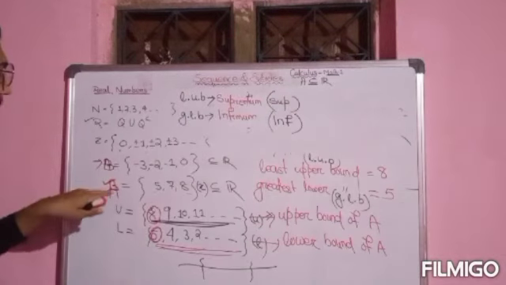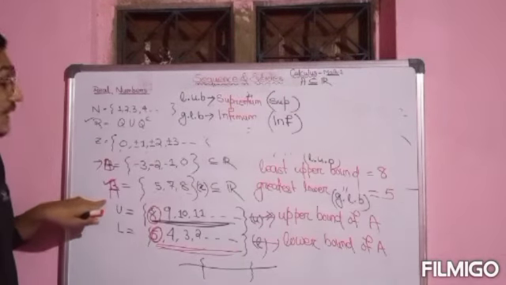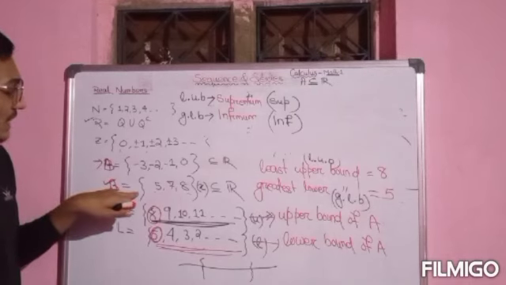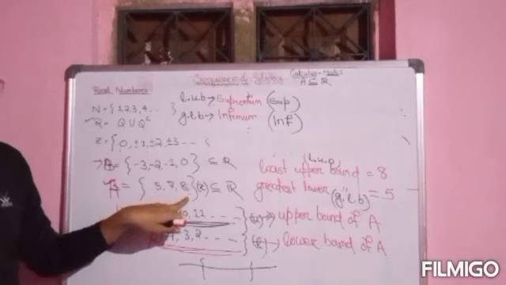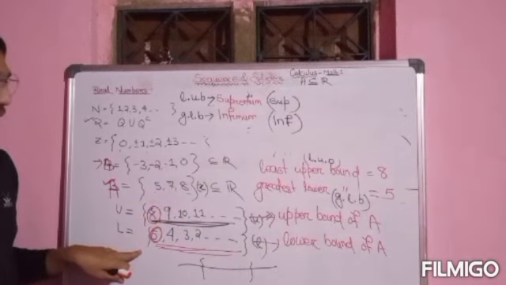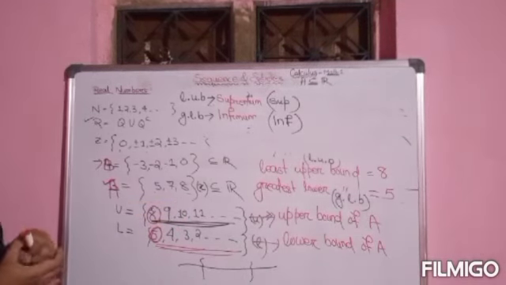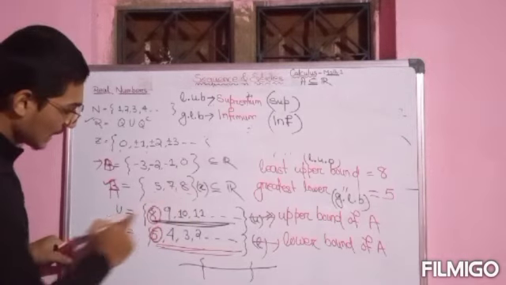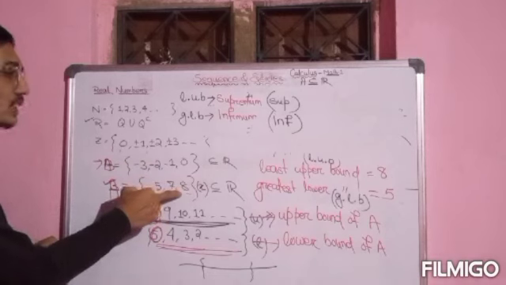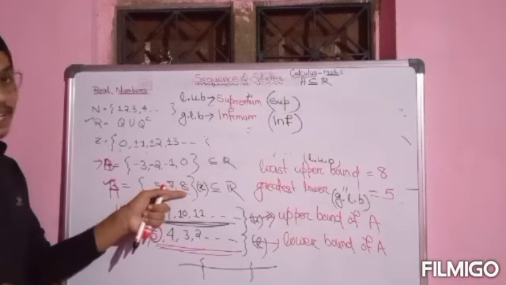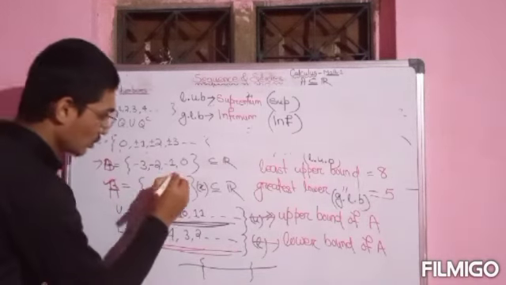So for this set A, what is the supremum of this set? The supremum of this set is 8. Clear? I hope it is clear. Supremum is the least upper bound. What are the upper bounds of this set? They are these. What is the least among them? 8. So my supremum is 8.